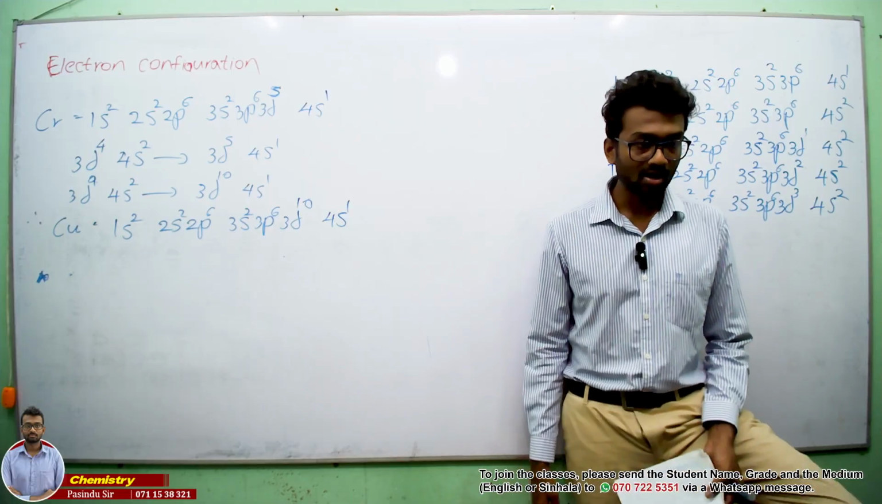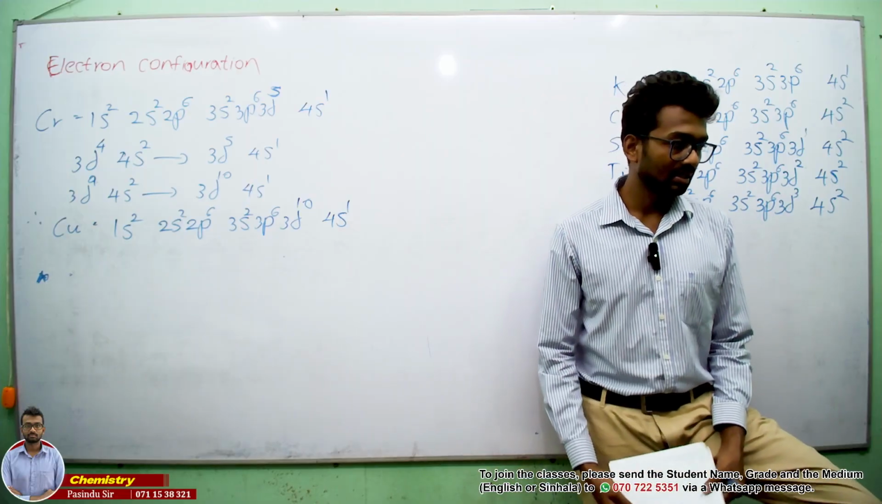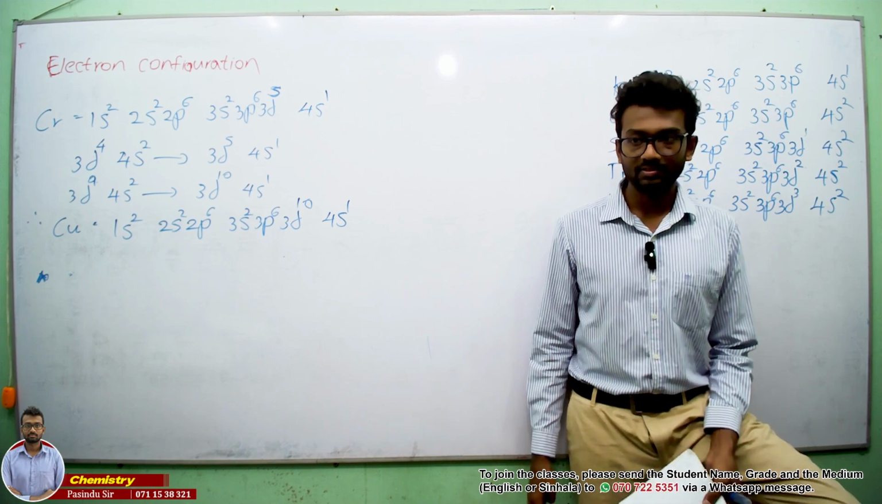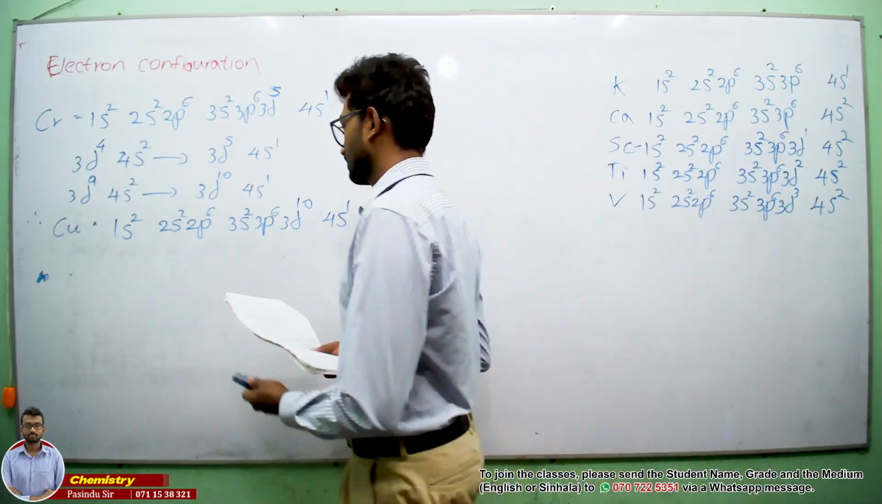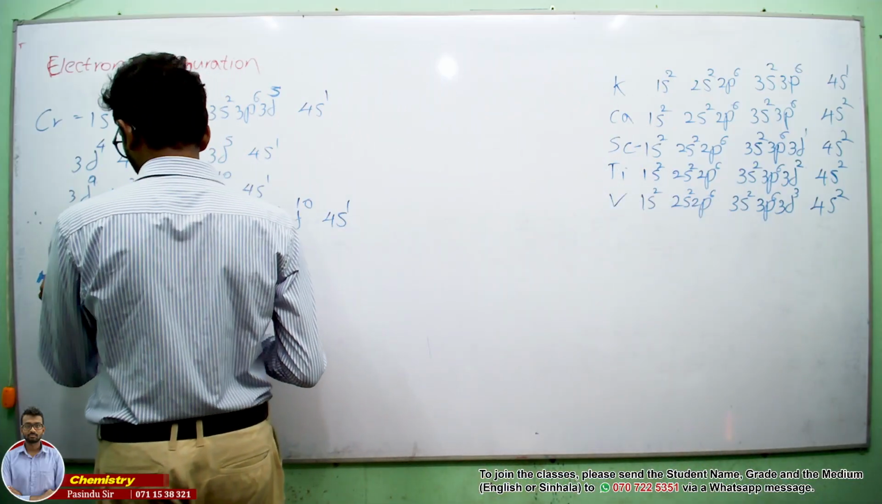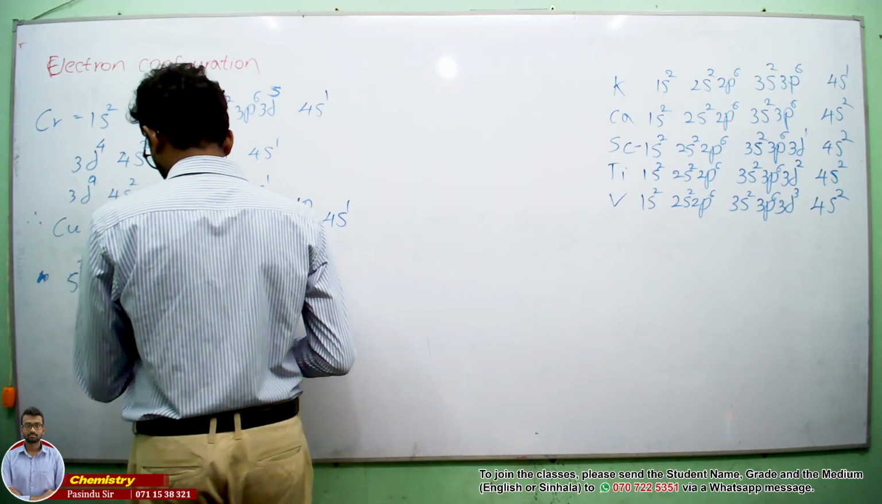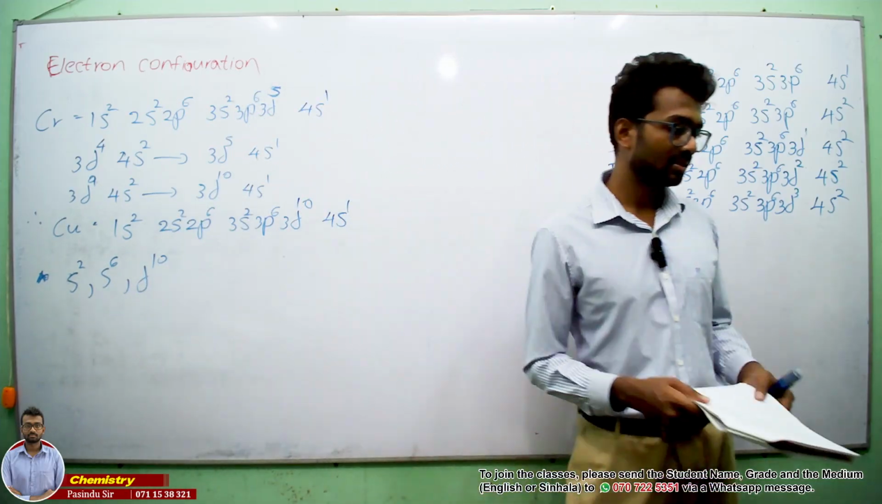Completely filled or half filled configurations are relatively stable. Therefore, s2, s6, d10 are more stable. Right? d10 are more stable.